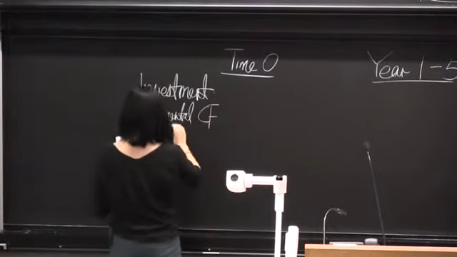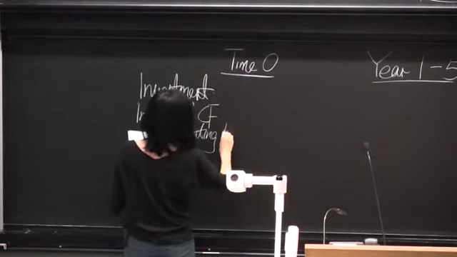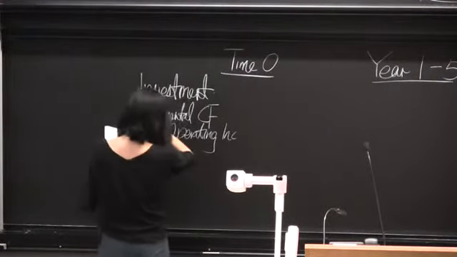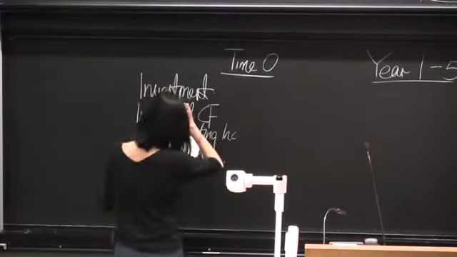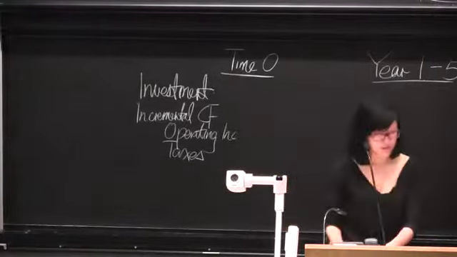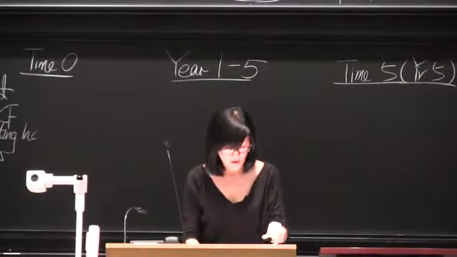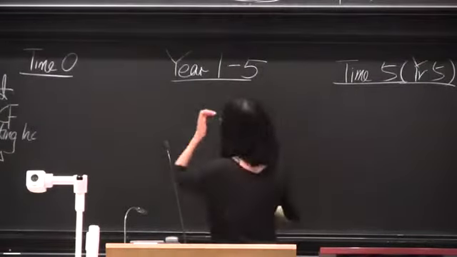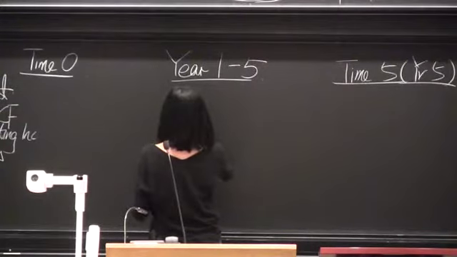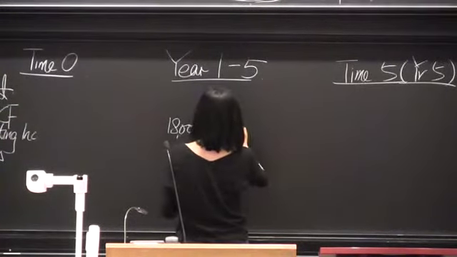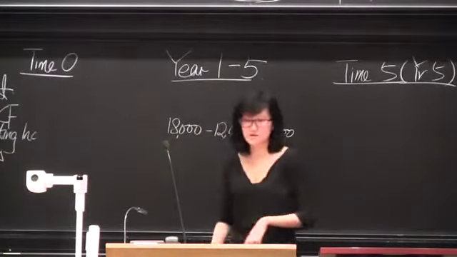Incremental cash flow, which has your operating income and your taxes. So it said $18,000 each year and the cost is $12,000. So your operating income from year 1 to 5 is basically $6,000 per year.